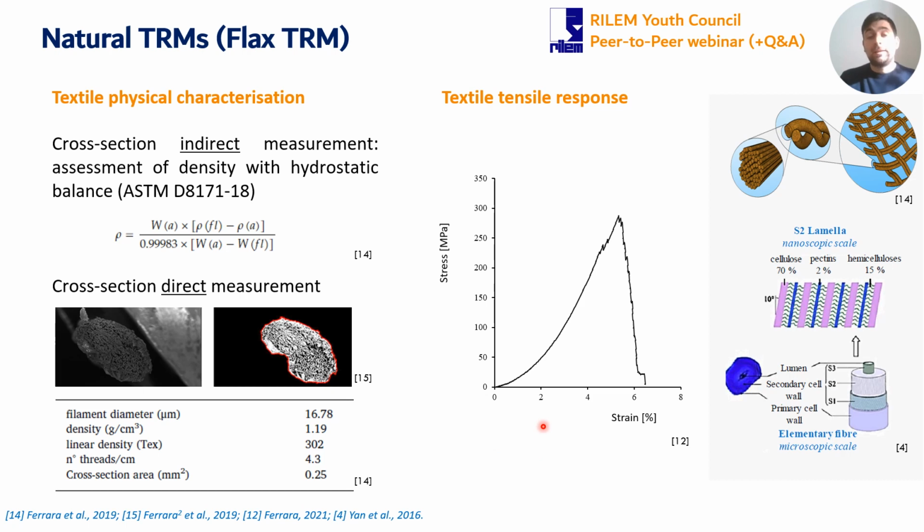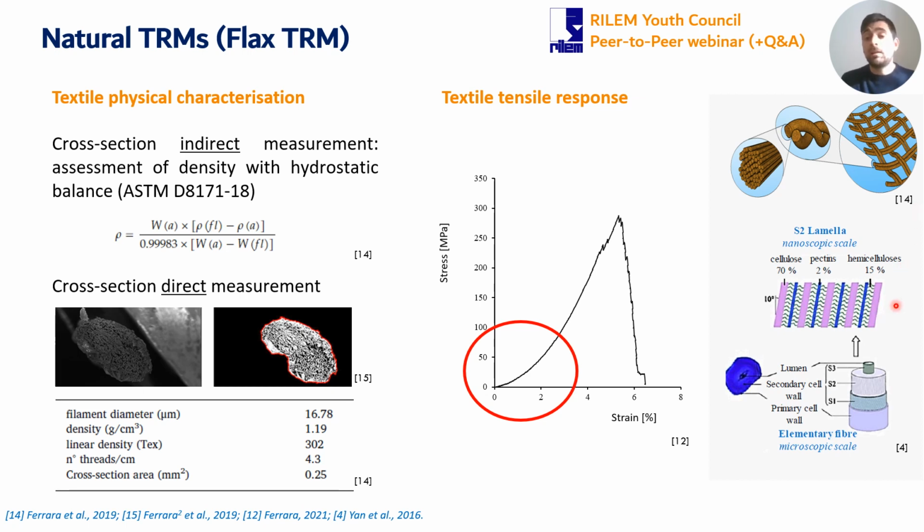If we look at the textile tensile response in terms of strain and stress, here I'm representing a typical response of natural fibers. In this specific case, it is flax fibers. We have an almost linear behavior up to the rupture of the different bundles. A characteristic specific to plant fibers is that they have small strain values and a lower stiffness. This is mainly due to two aspects. One is the distribution of the small fibers within the textile. So before having a contribution of all the fibers, we have a higher elongation.